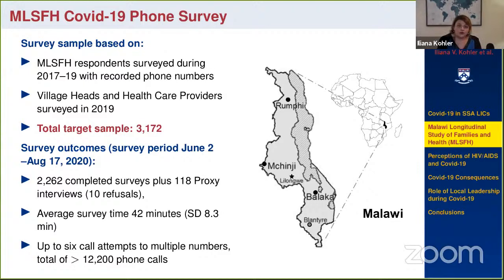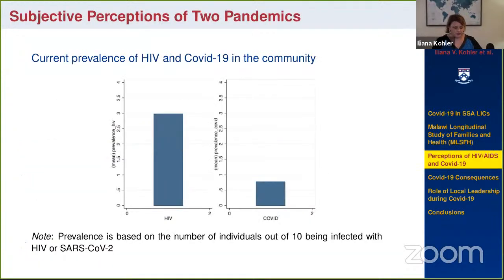The survey was conducted in three areas in Malawi: in the district of Rumphi in the north, in the district of Mchinji in the central part of the country, and in Balaka, which is in the southern part of the country. So working in Malawi for more than 20 years and having data for more than 20 years allows us to compare how people view the implications of two pandemics, the HIV/AIDS pandemic and the COVID-19 pandemic. This is depicted in this figure that shows the subjective perceptions of the study participants about the current prevalence of HIV infections and COVID-19 infections in the community, where the prevalence is measured as the number of individuals out of 10 being infected with HIV or SARS-CoV-2.